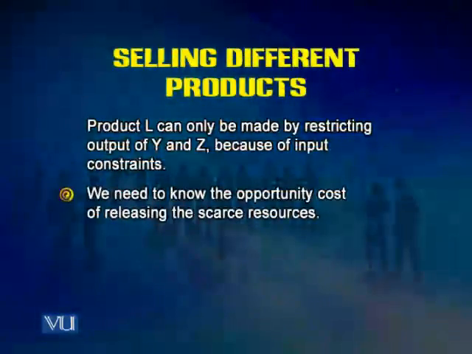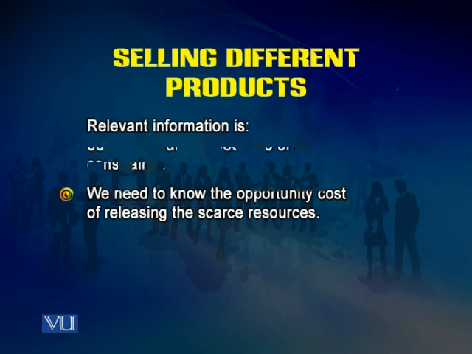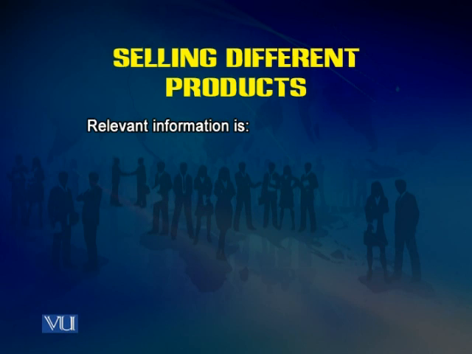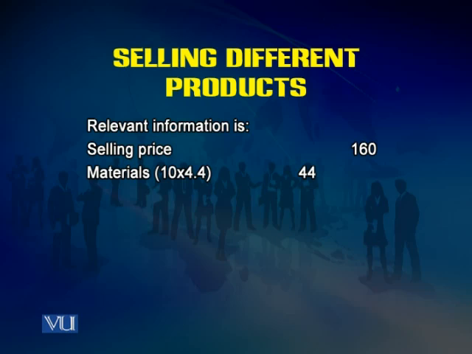Let us see what happens when we incorporate opportunity cost in the production of product L. We need to know the opportunity cost of releasing the scarce resources. The scarce resources are the material, labor, and overhead. We need to know the opportunity cost, and therefore we need to know the relevant cost. Now the relevant information is shown on the slide. Selling price is 160. Materials are 10 per unit, and the relevant cost per unit was 4.4 we just discussed. So the material cost per unit of L is 44.